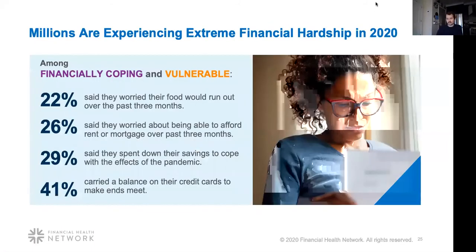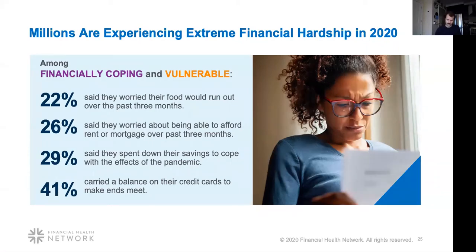And these changes and reductions in financial health are even more significant because we know that lower financial health is correlated with challenges in other areas of people's lives. So we asked individuals on our most recent survey if they were worried about hardship in a variety of aspects of their lives. And among those who were financially coping and vulnerable, 1 in 5, or 22%, said that they were worried their food would run out over the past 3 months. 1 in 4 said they were worried about not being able to afford their rent or mortgage.